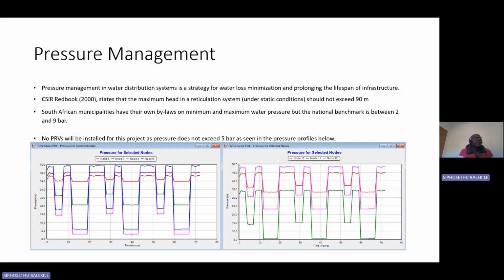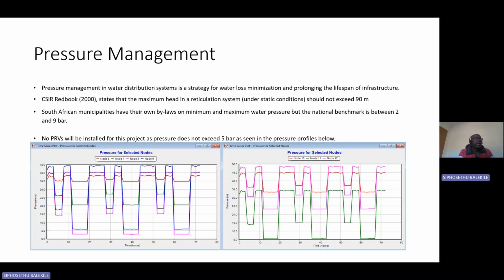And in this slide, we'll be discussing pressure management. Pressure management in water distribution systems is a strategy for water loss minimization, and it also prolongs the lifespan of the infrastructure in such a way that if pressure is managed in pipes, there will be less pipe bursts, and the infrastructure will be intact.